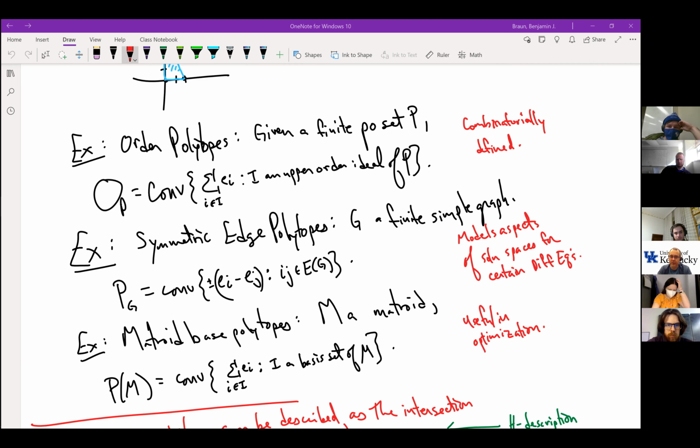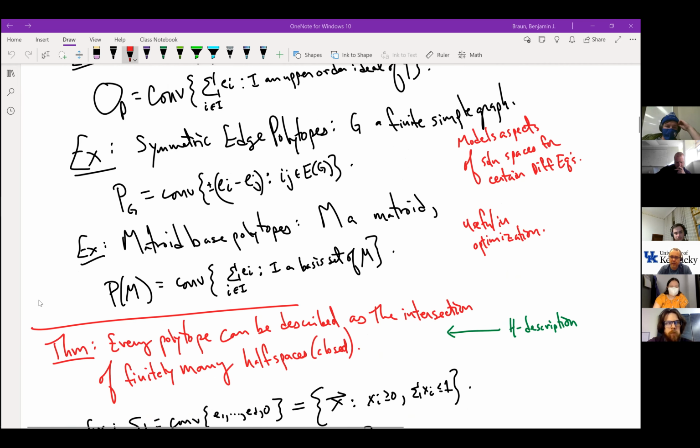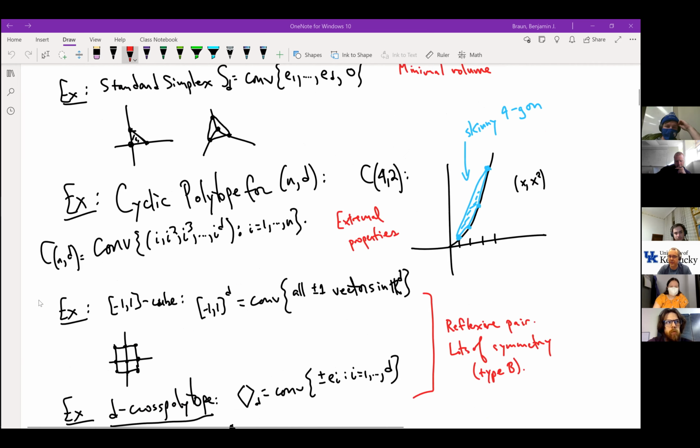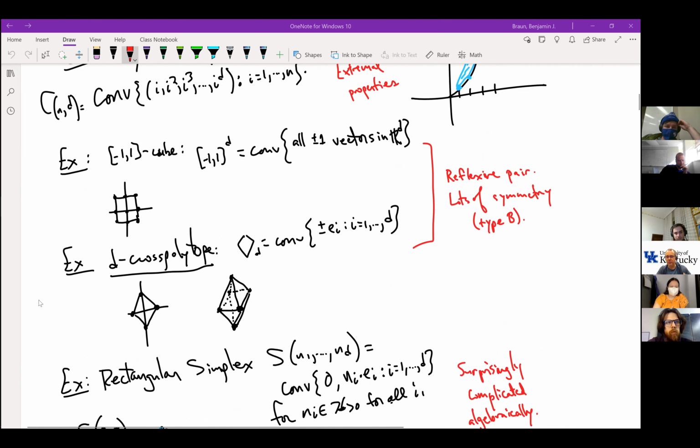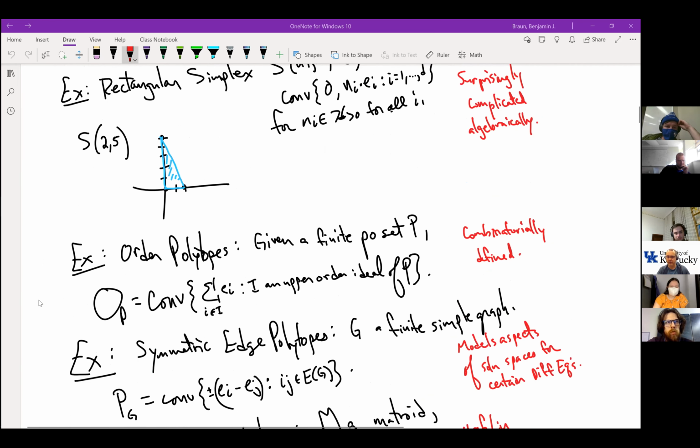Yes, for an order polytope, in response to the chat, the number of vertices is equal to the number of upper order ideals. That's right. And matroid base polytopes are useful in optimization. Okay. All right, so this is a bunch of examples. Some come more from algebra, some come more from number theory, some come from combinatorics.